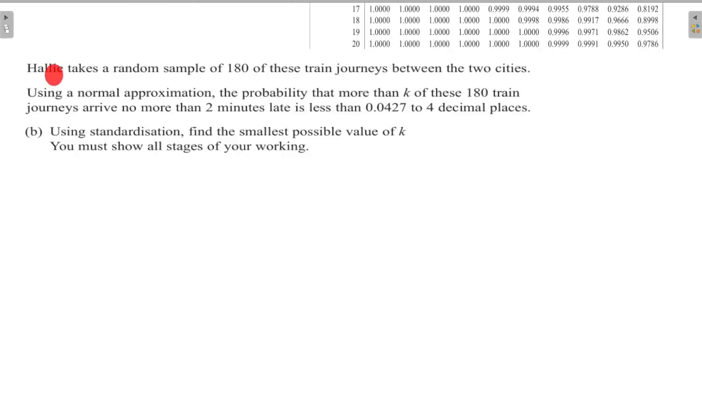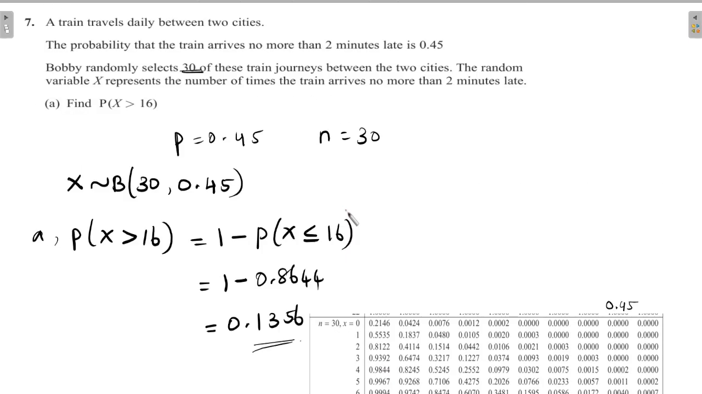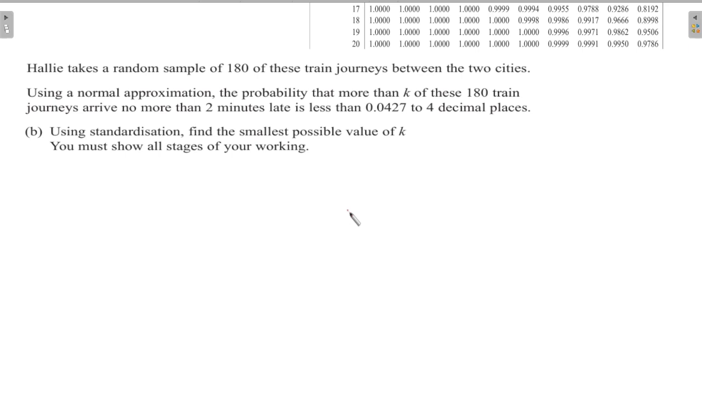Halley takes a random sample of 180 of these train journeys between these two cities. Using a normal approximation, the probability that more than k of these 180 train journeys arrive no more than 2 minutes late is less than 0.0427 to 4 decimal places. Using standardization, we are going to convert this binomial distribution into a normal distribution.